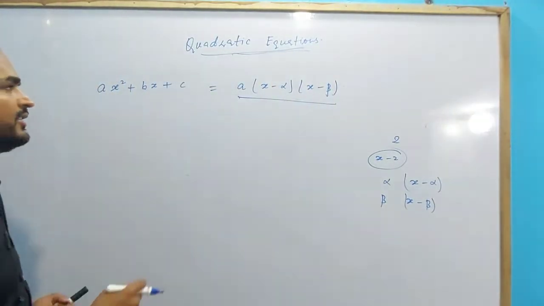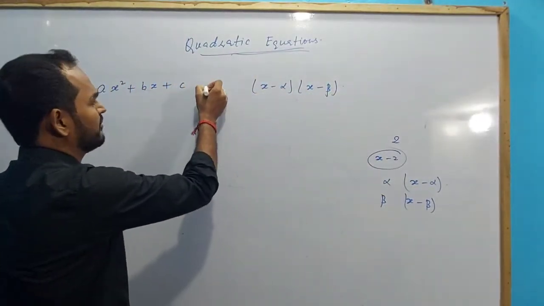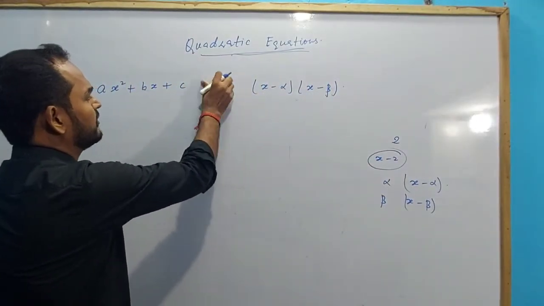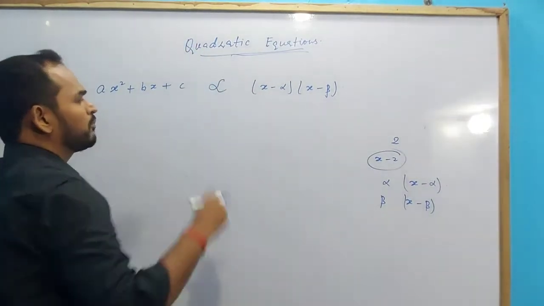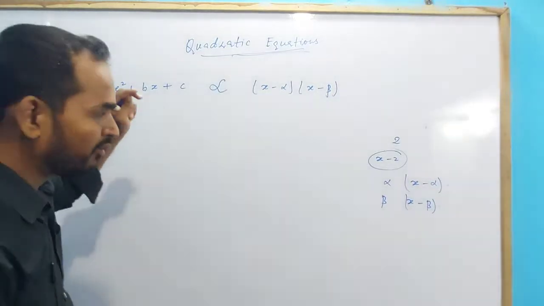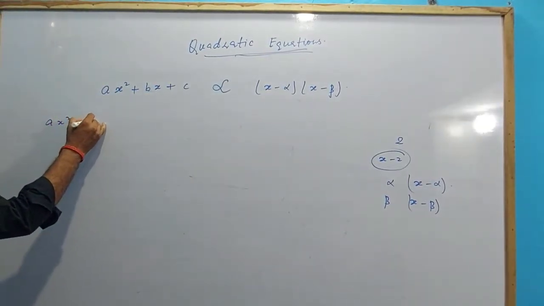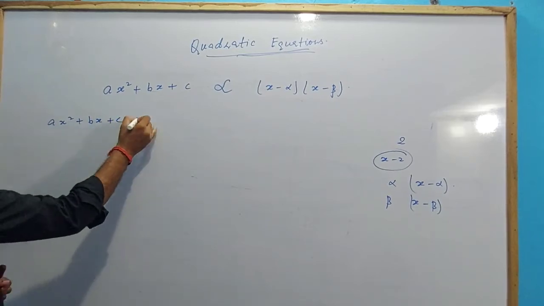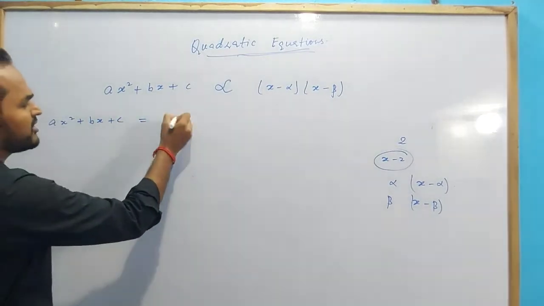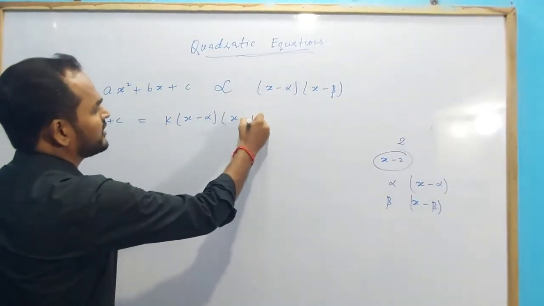In reality, you will see how it becomes. It is proportional to this. Now I am just going to derive it. Ax square plus bx plus c, when you equate it, there must be some constant here. So k into x minus alpha, x minus beta.